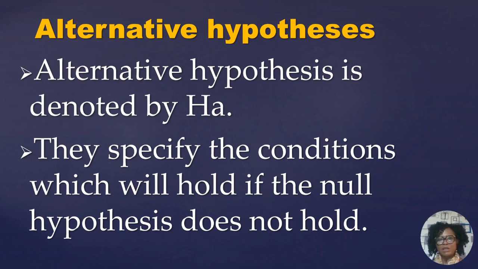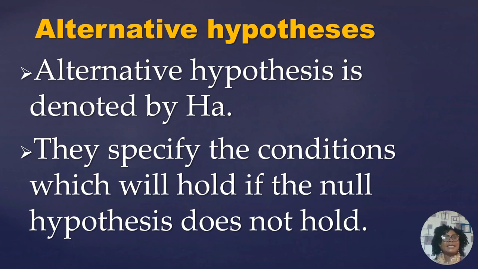We have already discussed the null hypothesis. Now in this lecture, we are going to discuss alternative hypothesis. Alternative hypothesis is denoted by HA, capital H and small a. Remember I told you in the last one, when we were talking about null hypothesis, it is denoted by capital H and small o. But this one is a capital H, the small a stands for alternative, and the capital H stands for hypothesis. They specify the conditions which will hold if the null hypothesis does not hold.